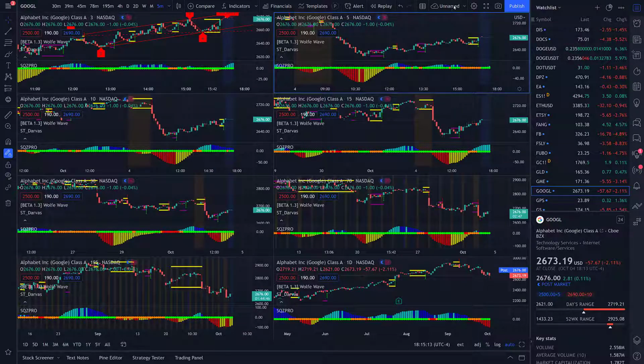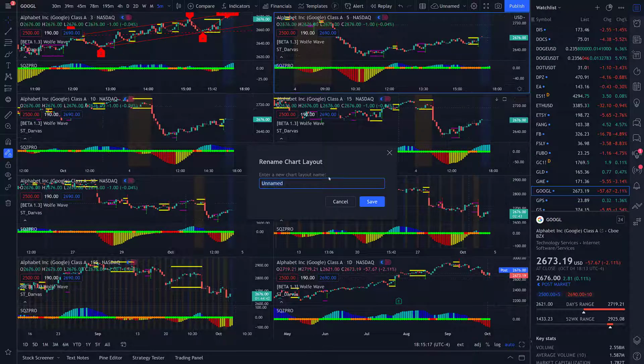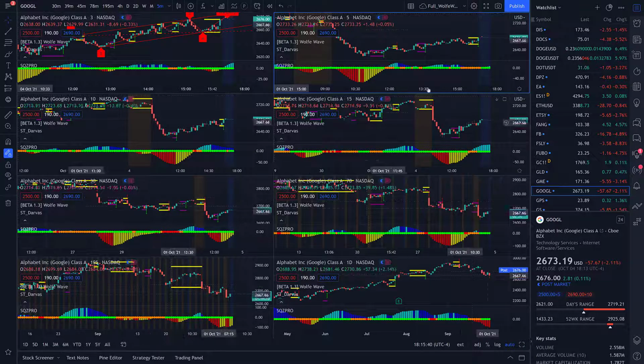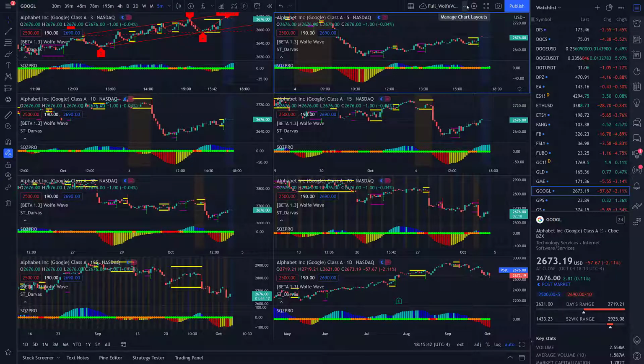It's just called unnamed, so I've got to go ahead and rename it, and I'll just call it the full Wolfe Wave workspace. And then say after hours on, right? Because you might want to create another workspace with the after hours off. So that's the full Wolfe Wave workspace.